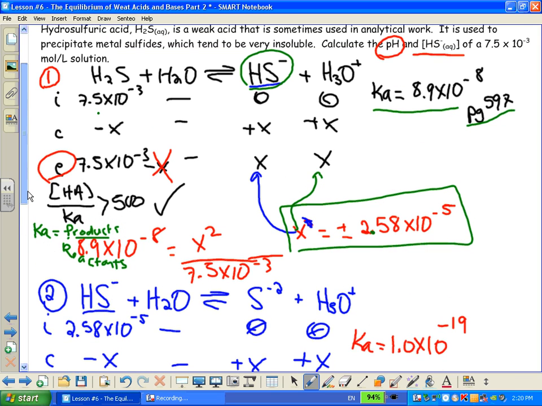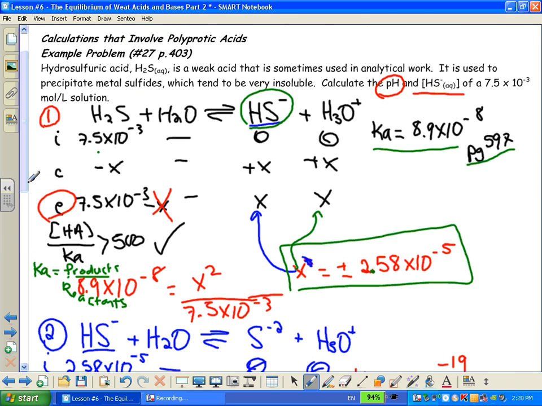That X, if we substitute it back into our equilibrium values, represents the concentration of HS minus as well as the concentration of H3O plus. It also is a really small number, and that proves to us that we didn't have to include this X, because it's basically taking 7.5 times 10 to the negative 3 and taking away 0, because it's such a small number.